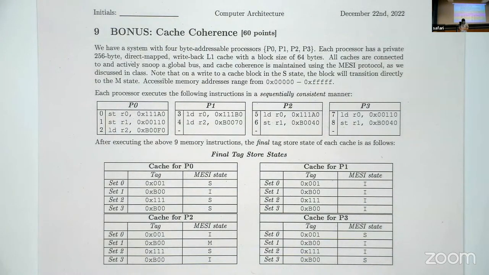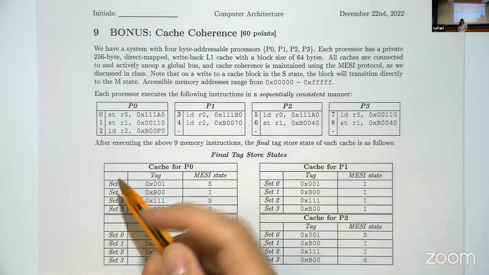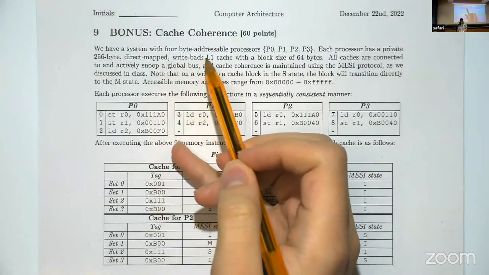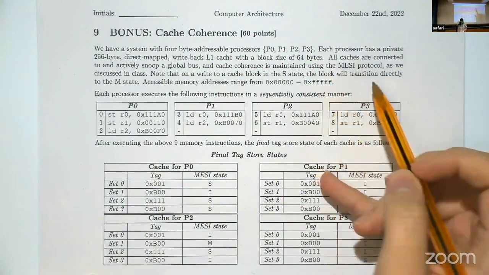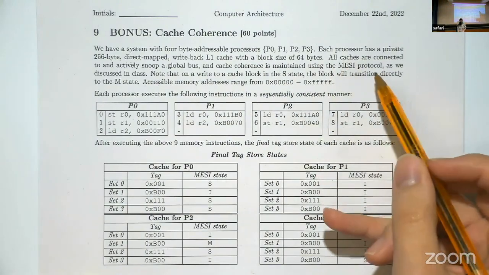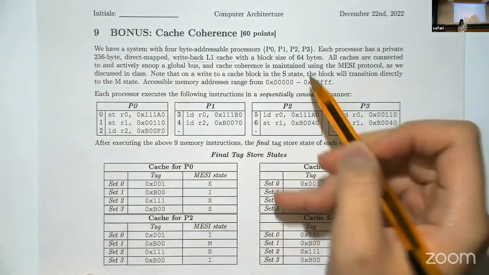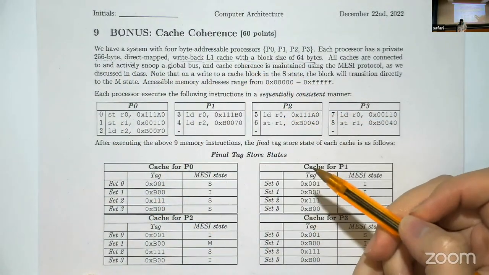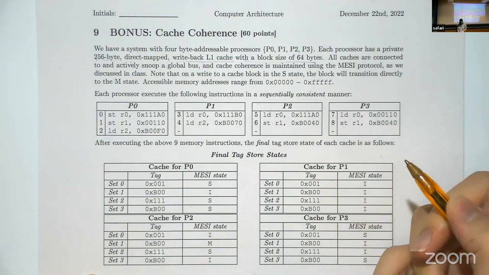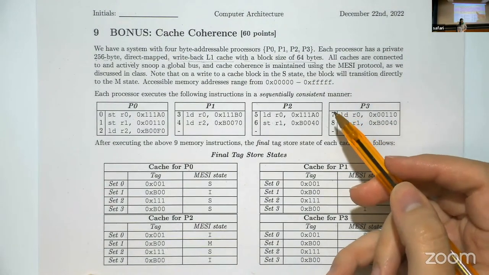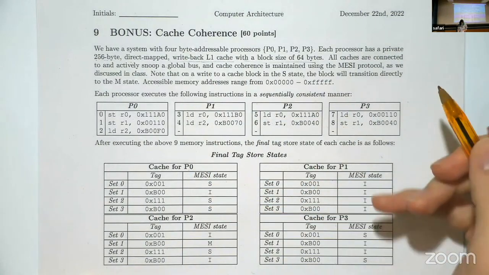Let's take a look at the question together. For this question, we have a system with 4 byte-addressable processors, as you can see here. Each of these processors has a private L1 cache with properties that we will talk about in a second. Basically, what we're interested in is the cache coherence of these caches.